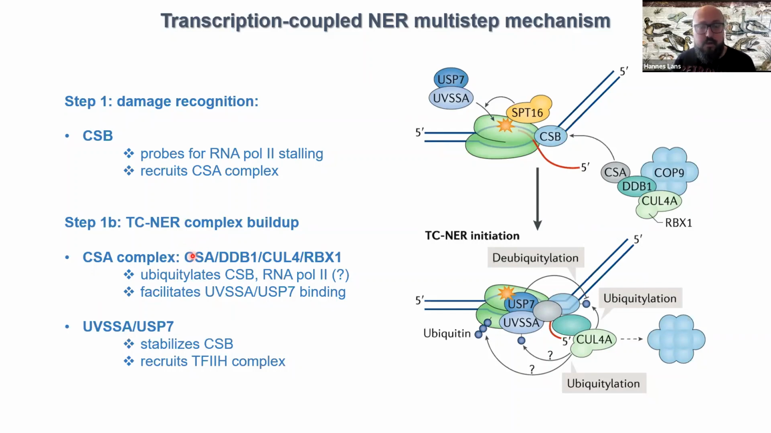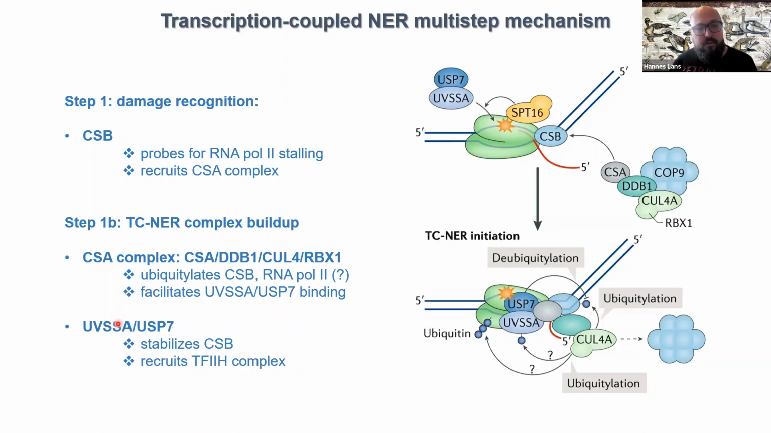So this is an E3 ubiquitin ligase complex. And this complex is being recruited to CSB and then also starts ubiquitinating target proteins. Also in this case, it's not really known which exact proteins are ubiquitinated. In the Netherlands, there are labs investigating this, but it's likely that CSB is ubiquitinated by this complex, and also RNA polymerase II itself. And this ubiquitination of CSB leads to the degradation of CSB and also makes CSB unstable.